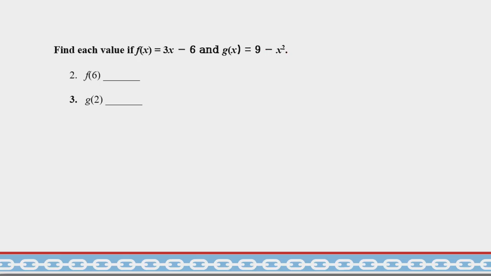So subbing into function notation, right? For number 2, f of 6, that means I want to look at the f of x function, right? I'm going to be right here because it says function f and 3 times x. Well, they tell me right here that x is 6, right? So I'm going to use order of operations. 3 times 6 is 18. 18 minus 6 is 12.